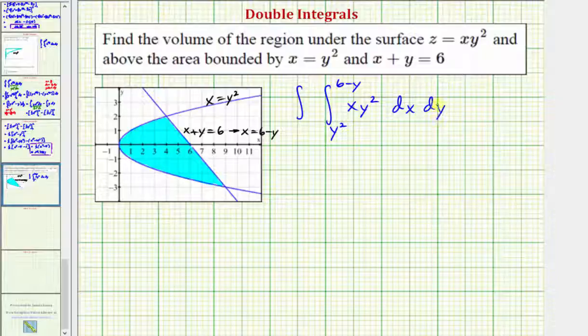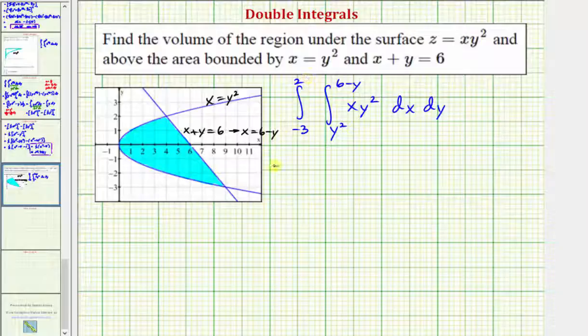Now for the limits of integration for y, notice how this point is the lowest point with a y-coordinate of -3. This point is the highest point with a y-coordinate of +2. And therefore for y, we integrate from -3 to +2.